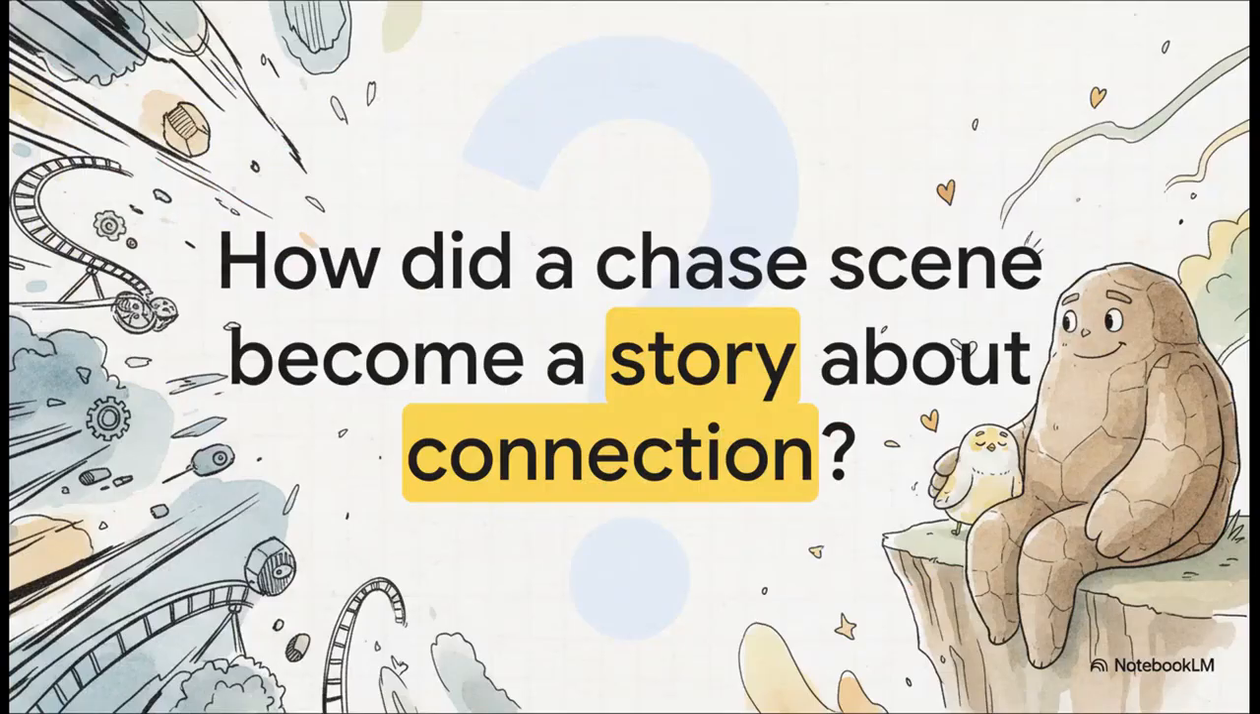As we reach the end of the text, it fades out with Pip and Bobo sitting quietly side by side on the cliffside. Bobo wraps a giant stone finger around Pip, and Pip leans into his big buddy, sighing happily. So I want to leave you with this question to reflect on. How did a simple chase scene become a story about connection?